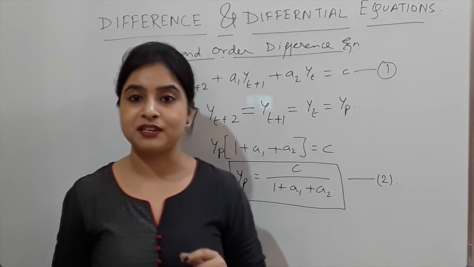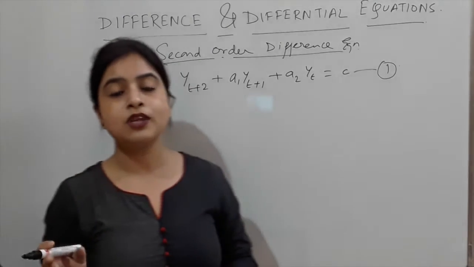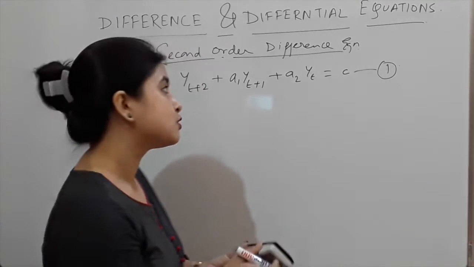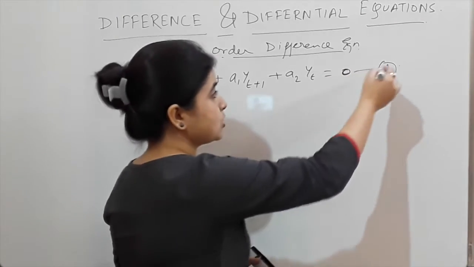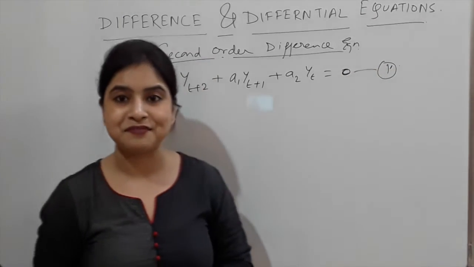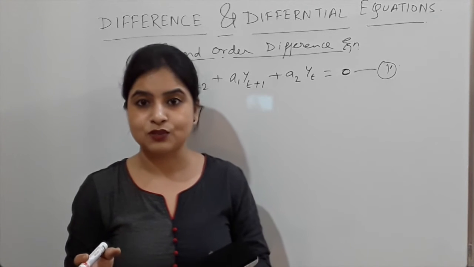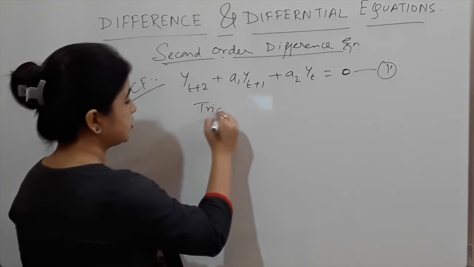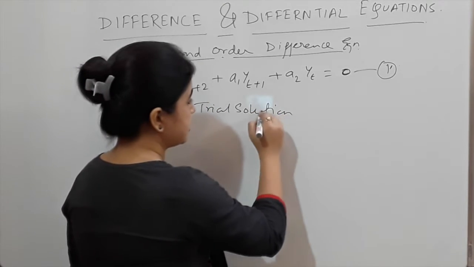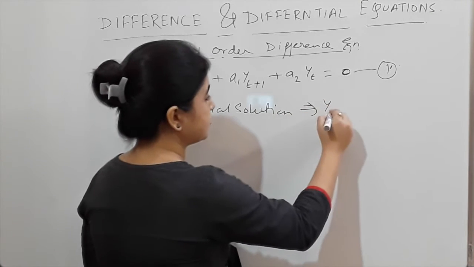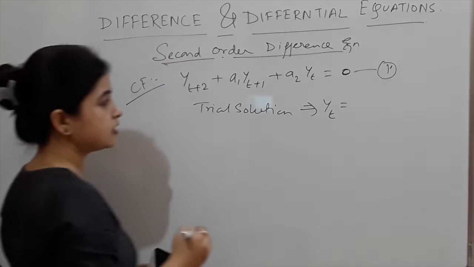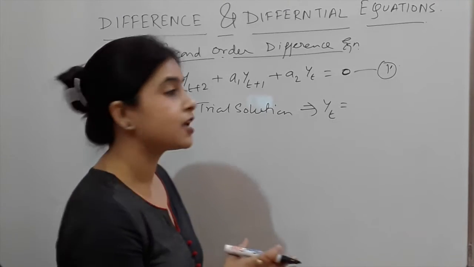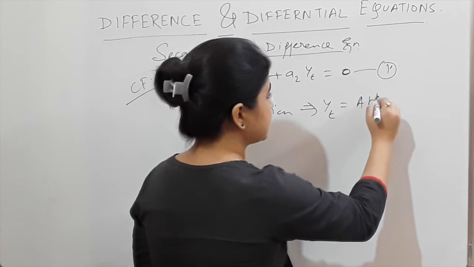Let's move towards the complementary function. What is the rule number 1 for the complementary function? That we need to consider the homogeneous part. So let me make this C equal to 0 and mark it as equation number 1 prime. Okay, so the homogeneous part we need to consider. What is the second condition? The trial solution. Here also the trial solution remains the same that we had considered in the first order difference equation. That is yt equal to a b to the power t.